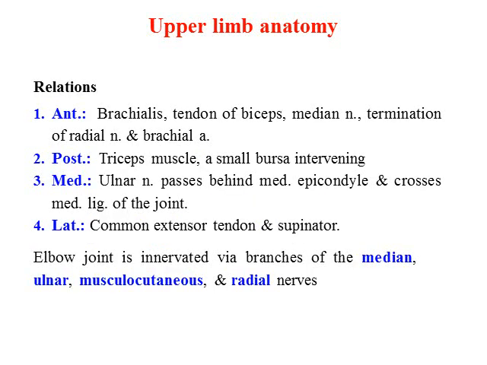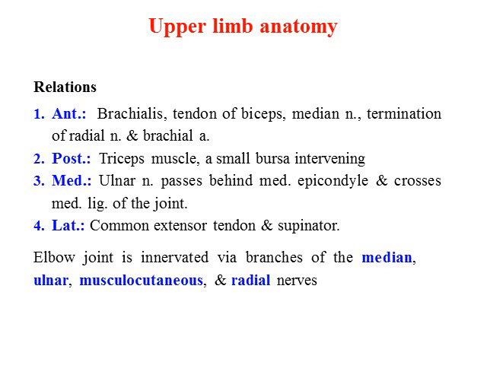Relations of the elbow joint. Anteriorly, the elbow joint is related to brachialis, biceps, median nerve, termination of radial nerve, and brachial artery. And we said the termination of the brachial artery is approximately against the neck of radius, and the termination of the radial nerve is in the cubital fossa just anterior to the lateral humeral epicondyle.